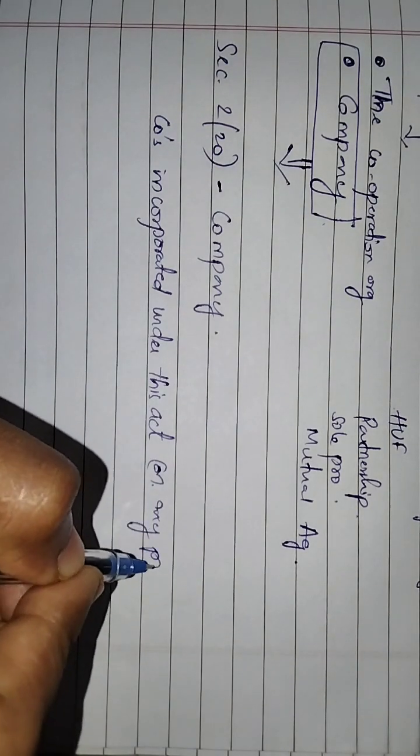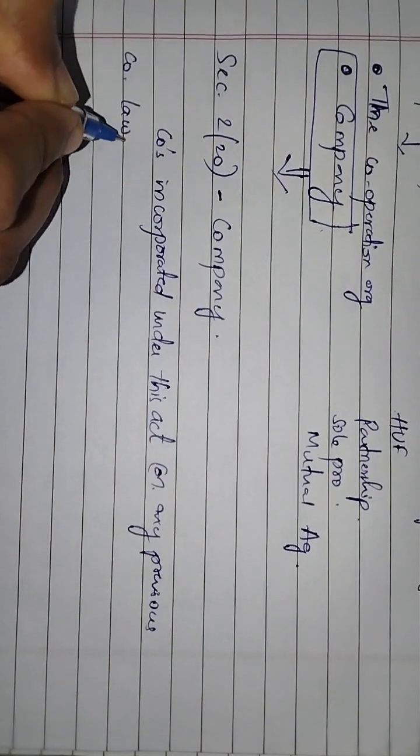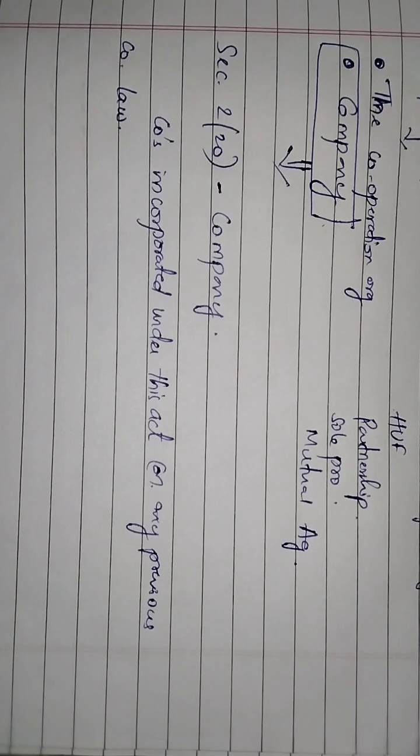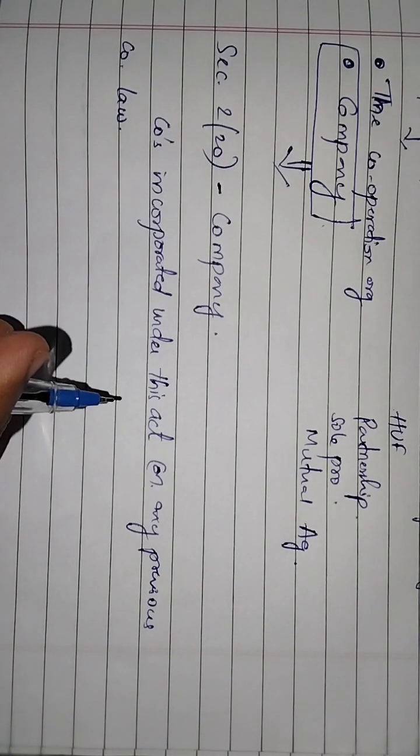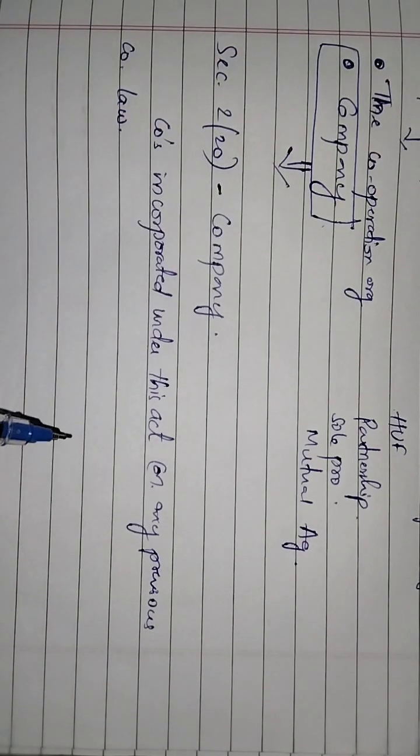Any company which is incorporated under this Act or under any previous company law. Which was the previous company law? We have studied. It is the English Companies Act from 1844 to 1956, whatever it may be. From that period, whichever company was registered, all those companies come under this definition.